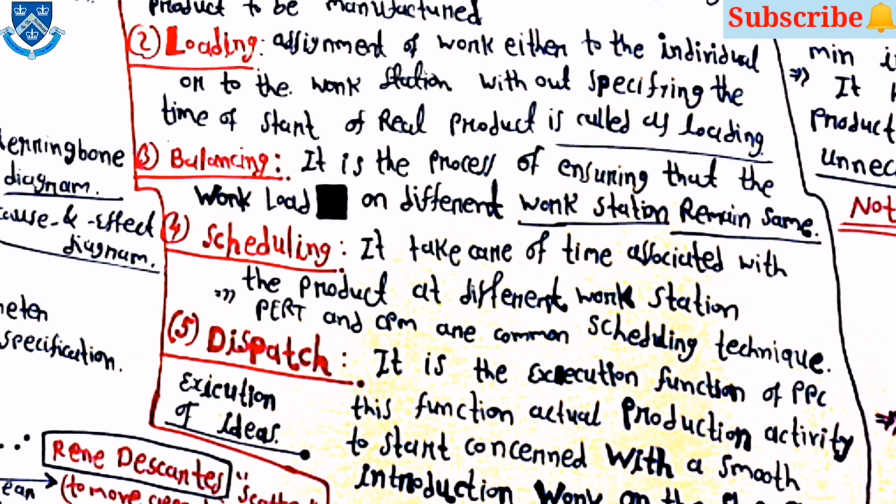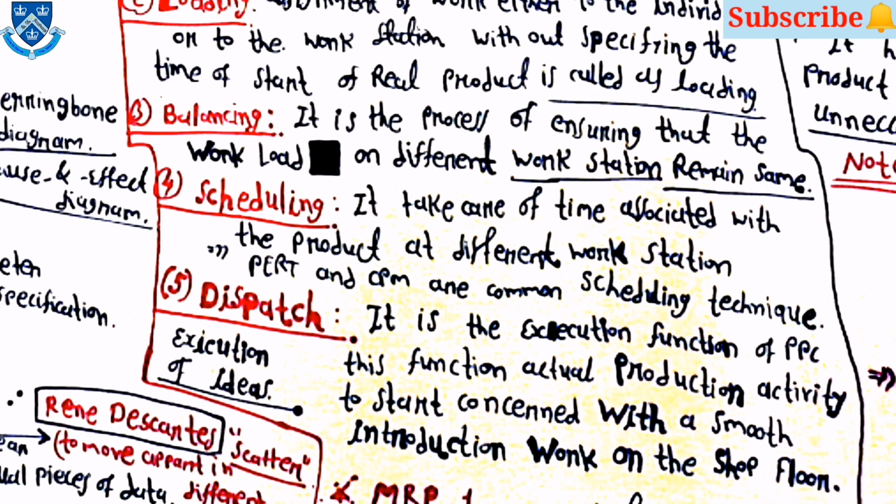And then after that balancing is there. It is the process of ensuring that the workload on different workstations remains the same. Then scheduling takes care of the time associated with the product at the different workstations, and PERT and CPM are common scheduling techniques. Then dispatch is the execution function of PPC. This function starts the actual production activity, concerned with a smooth introduction of work on the shop floor. Basically it is the execution of the ideas.